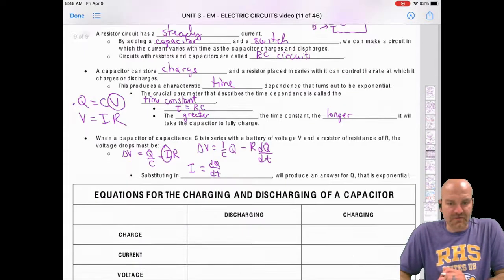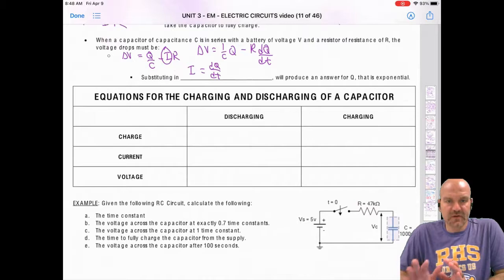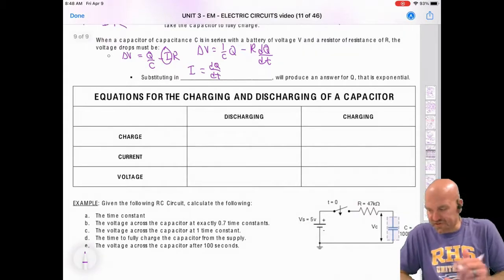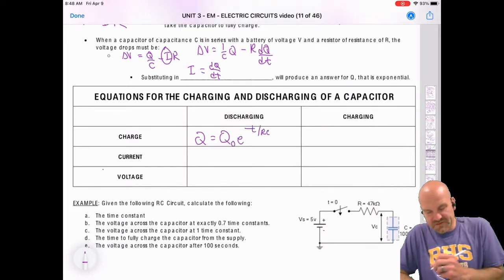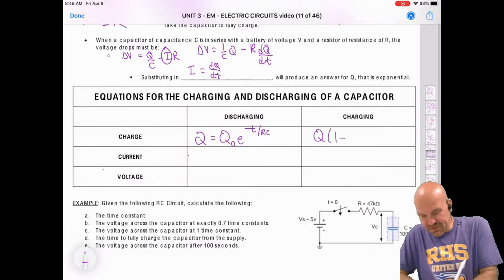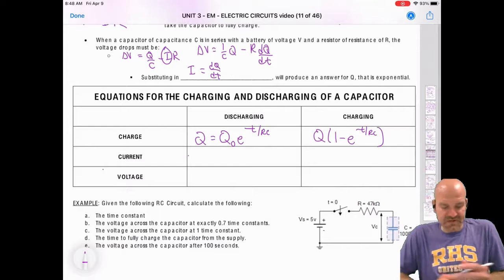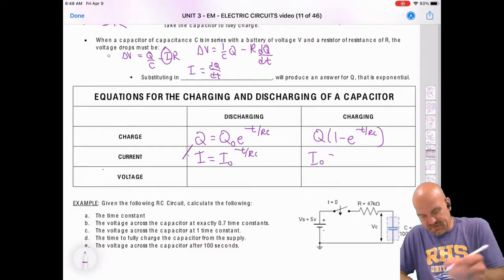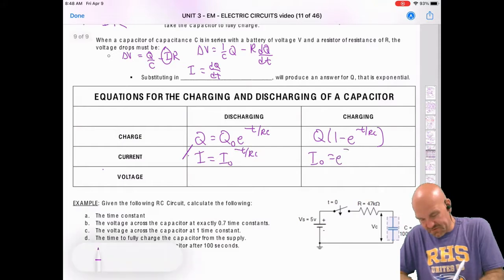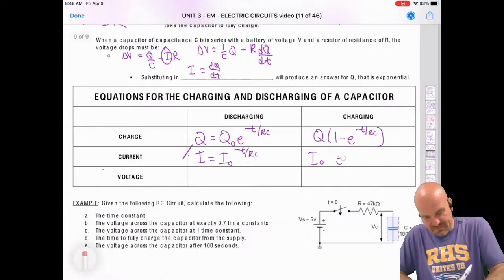Now, I can do a video, or I'll do a video, about how to solve this, but here are the equations for the charging and discharging. The charge when discharging is simply Q = Q0 e^(-t/RC), or tau. For charging, it's Q = Q0(1 - e^(-t/RC)). RC, remember, is tau. The current will be I = I0 e^(-t/RC), and so the equation for the current is also going to be the same for the charging piece.